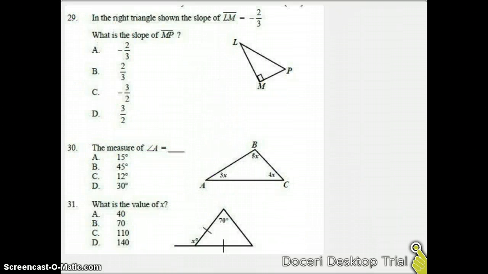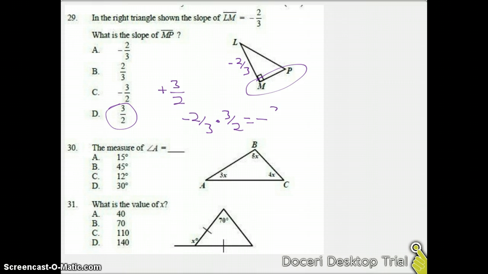In number 29, we have a slope of LM is negative 2/3. We know it's perpendicular here to MP. So whenever we have slopes and we need to find the perpendicular slope to it, they're opposite reciprocals. So I'm going to change the sign, make it positive, take the reciprocal, it becomes 3/2. So it's positive 3/2 is our answer. You could also check because if you multiply two perpendicular slopes, they come out to be -1, which this one would end up being.